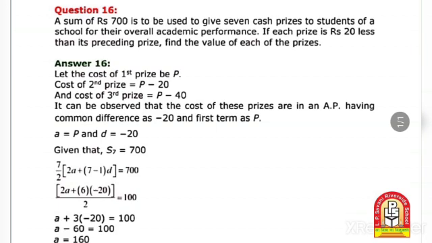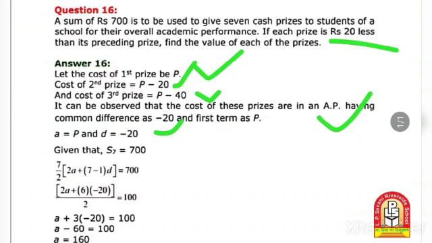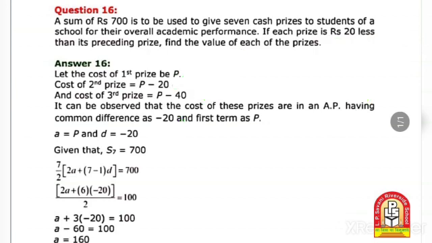Answer number 16. Let the cost of the first prize be equal to P. Then the cost of the second prize is P minus 20, and the cost of the third prize is P minus 40. Here you can see that each is rupees 20 less than its preceding prize. So we find the value of each of the prizes. Here the arithmetic progression has common difference minus 20 and first term P. So here a is equal to P and d is equal to minus 20 respectively.